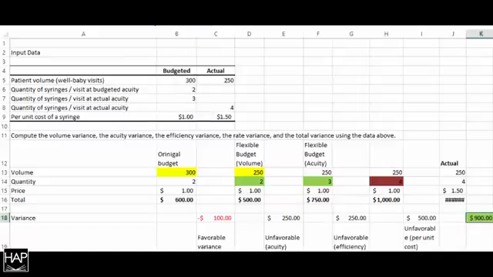It's a positive value, which means that it's an unfavorable variance because it means that these well baby visits, using syringes at the well baby visits, cost $900 more than what we had originally budgeted for. So the practice manager should probably have a look at how the syringes are being used, possibly renegotiate a rate on the syringes, or find another way to bring the cost down, or just make the budget more realistic. But this is something that needs to be looked at because it's costing more than we expected it to.